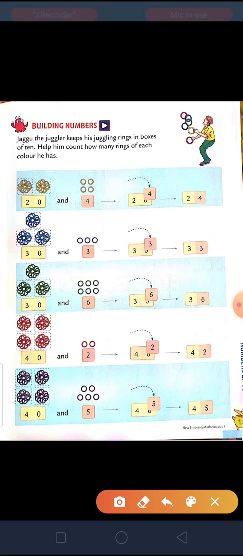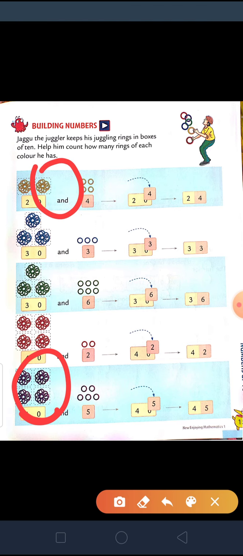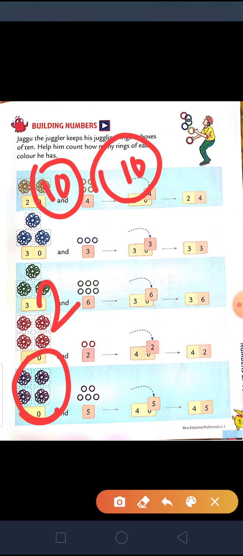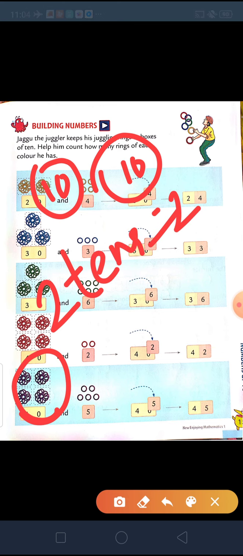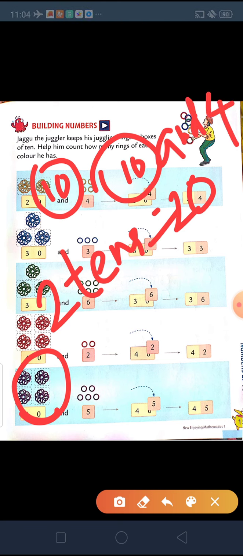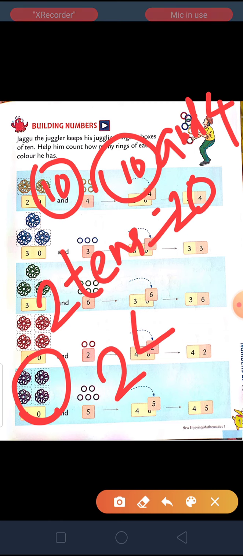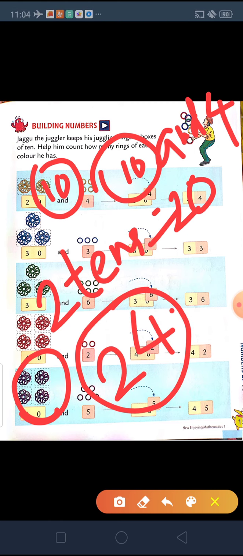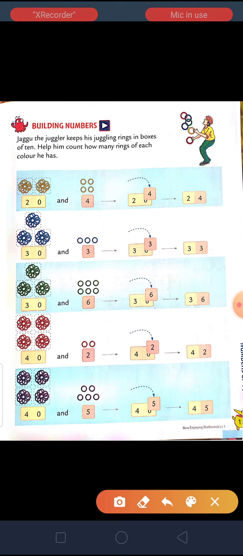If you want, we can do some extra numbers. Suppose they have made groups of 10, 10 separated. If we separate any of the colors, suppose it is red, and we made 2 groups with 10 in each group, that means 2 groups of 10. So 2 tens equals 20. And how many extra do we have? Extra we have 4. So 2 tens and 4 gives us 24. Like this you have to practice at home. You can take any numbers and practice at home.